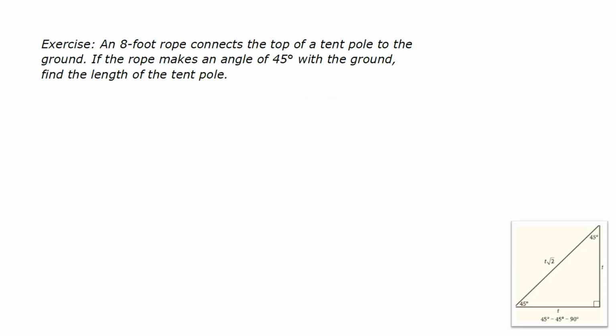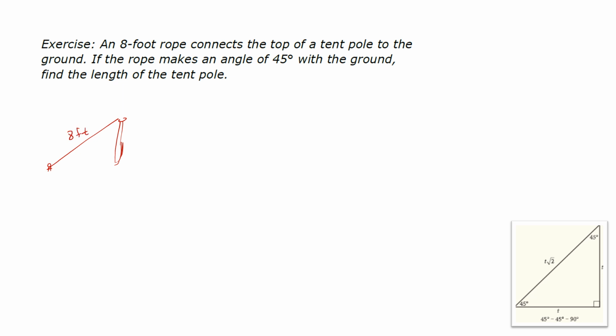So in our exercise here, an 8-foot rope connects the top of a tent pole to the ground. If the rope makes an angle of 45 degrees with the ground, find the length of the tent pole. Okay, so let's draw our image. So we have a pole and a rope that connects the top of the tent pole to the ground, and it is 8 feet.